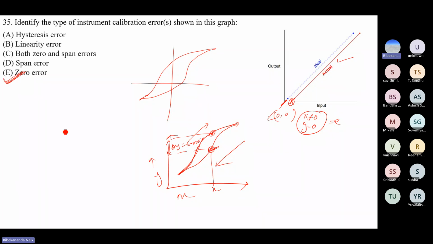Another is linearity error. Like I was saying, this is supposed to be a linear relation, but suppose we are getting a curve like this. Here the two ranges are equal, but due to the non-linear relation, the results are different. So in this case, it is called linearity error.